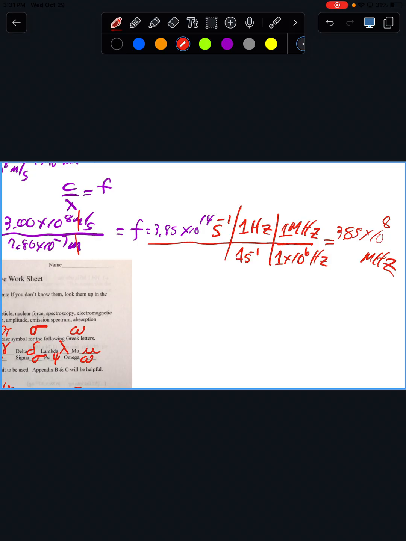So your homework will ask you to do it in inverse seconds, they'll ask you to do it in hertz, they'll ask you to do it in megahertz. Okay?